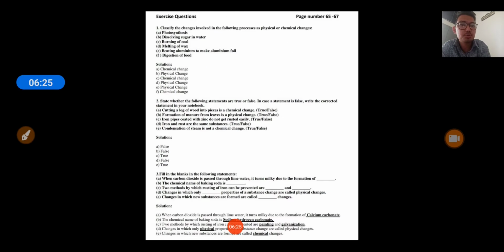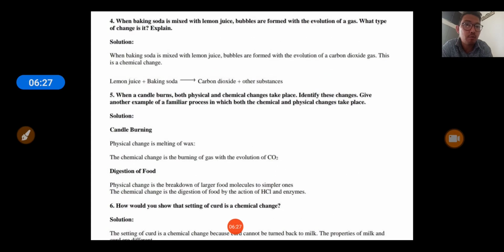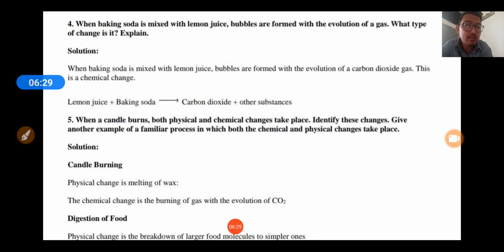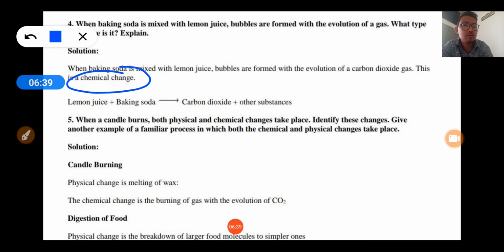Now coming to the question number 4, when baking soda is mixed with lemon juice, bubbles are found with evolution of gas. What type of change is it? Definitely this is a chemical change because CO2 is a totally new substance and the process is irreversible, so it's a chemical change.